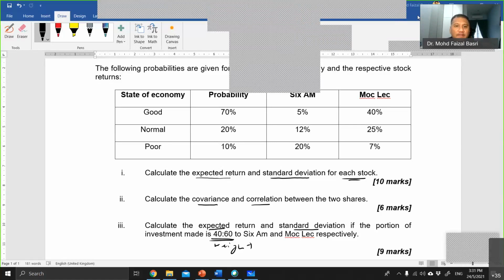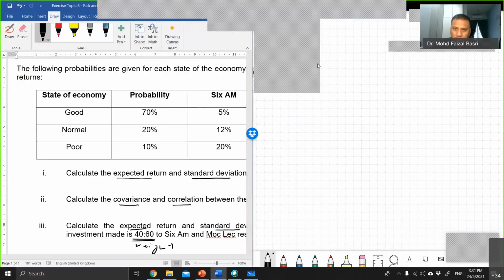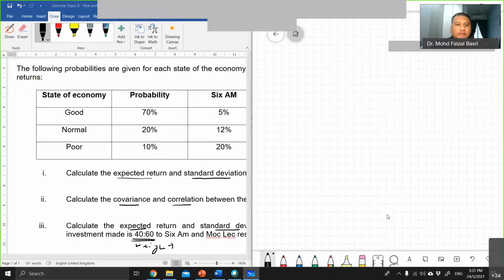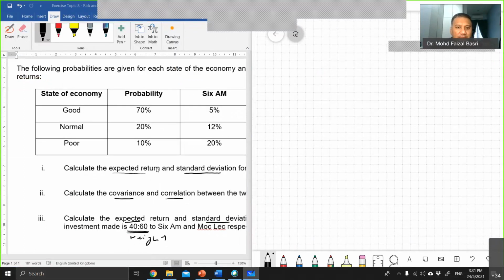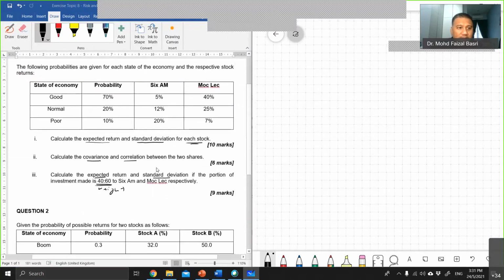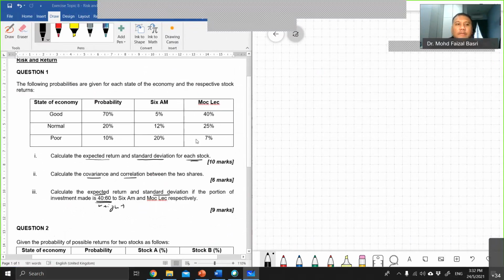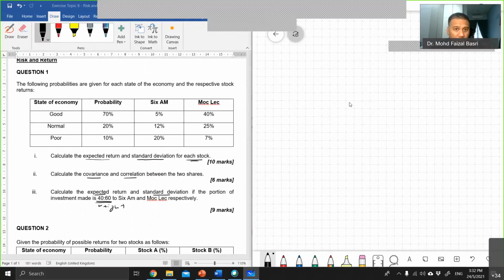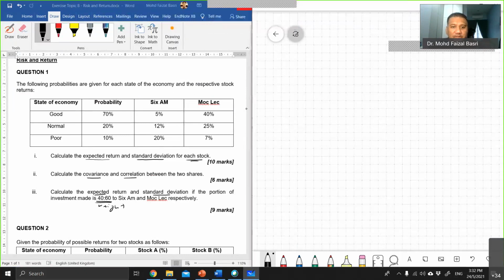Okay, so let's try to solve this question. Let me adjust a bit so that I can see everything. Hopefully you can see, as always, the question will be on the left and I'll try to answer on the right here. We have 3 states of economy, so maybe I'm just going to use the formula instead of the table.